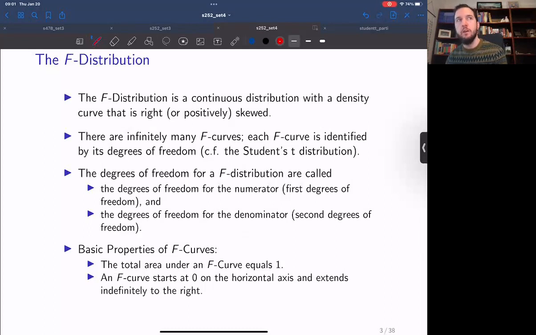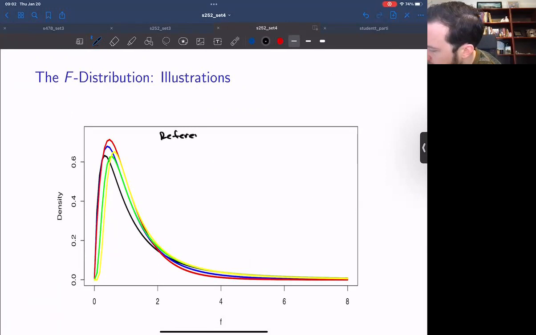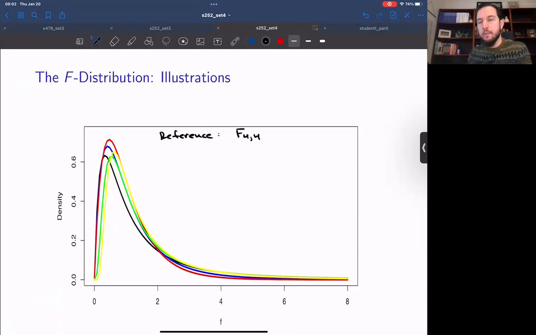Just like any other density curve, the total area under the curve is equal to 1, full stop. So let's take a look at a couple of different F curves. We're going to let the black F curve be our reference curve so we can see how the degree of freedom changes the shape. The reference is an F on 4 and 4 degrees of freedom. So the black F curve is the reference curve, F on 4, 4.